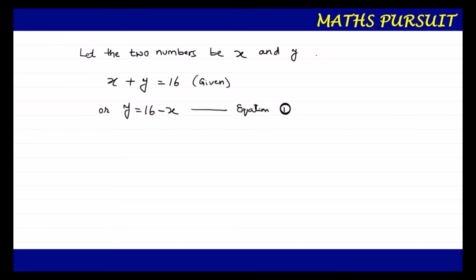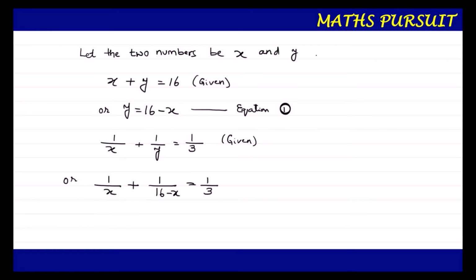The other part of the question says that the sum of the reciprocals is 1 upon 3. That means 1 upon x plus 1 upon y is equal to 1 upon 3. This is what is being said in the other part of the question, and this is also what is being given. Or I can write this expression as 1 upon x plus 1 upon 16 minus x is equal to 1 upon 3. So what I did in this step is that I replaced y with the value of y that we got in equation number 1.